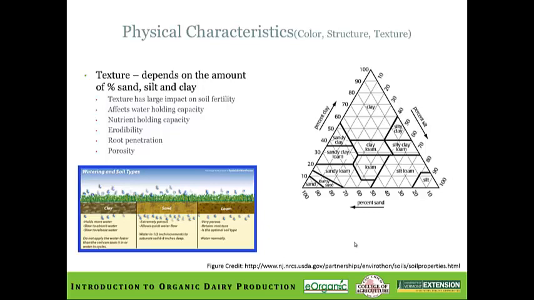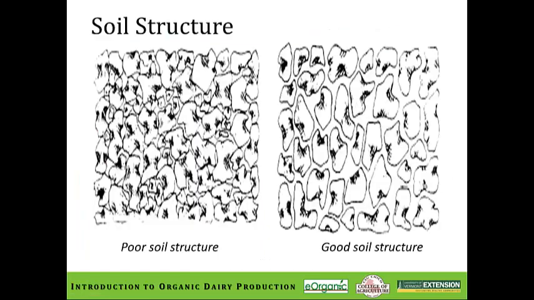So texture is, again, something that your soils are born with, but structure and color can be influenced. And one of the primary ways to influence and improve the overall structure of your soil is through organic matter management. So again, the soil structure that we're looking for is something that includes soil aggregates, which we'll talk about in a second, which are surrounded by plenty of air and water, so plenty of pore space.